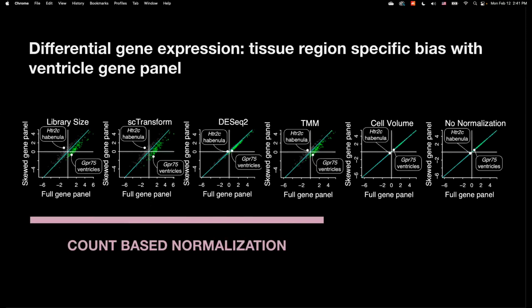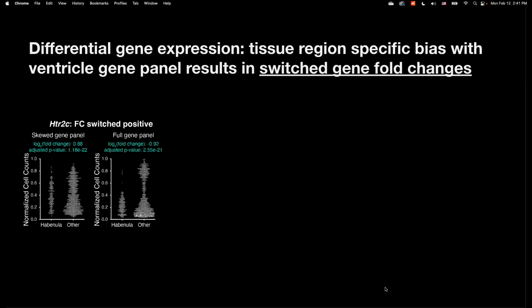We also see a region-specific bias in gene expression fold changes. And so here I'm showing the log2 fold change for genes when using the full gene panel on the x-axis and with the skewed gene panel on the y-axis. And we can see that the ventricle genes shown here in green are shifted down compared to other genes shown in gray. And this is consistent across count-based normalization methods again, and it can result in a switch in direction of fold changes when using the different panels.